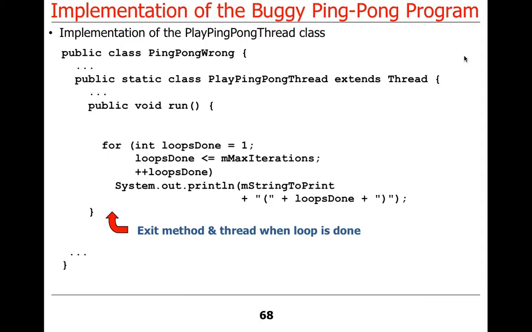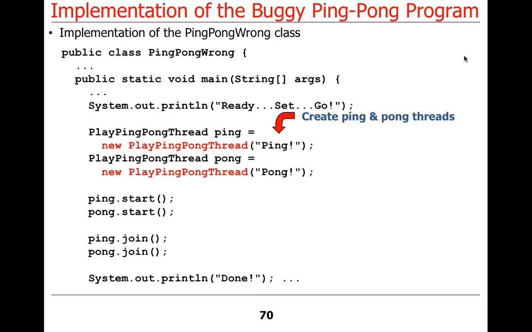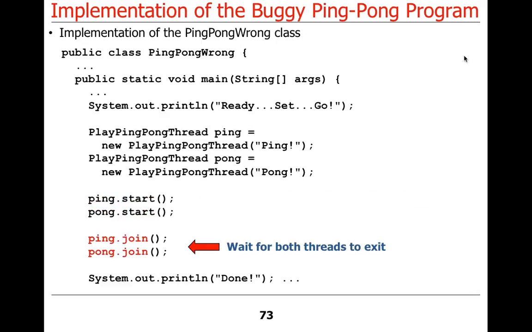And then when the run method is done, that will leave the method and the thread will be finished. It'll terminate, basically. We'll talk about that more later, too. Here's the main entry point into this program. We go ahead and create a new play ping pong thread with the word ping in it, and another play ping pong thread with the word pong in it. We go ahead and start those two threads, and then we go ahead and join ping and pong.